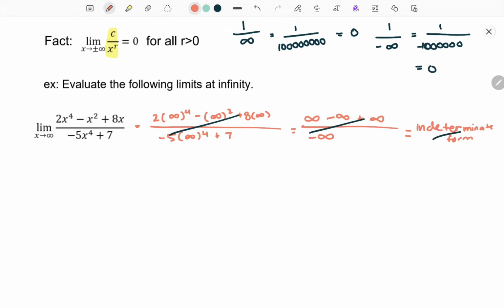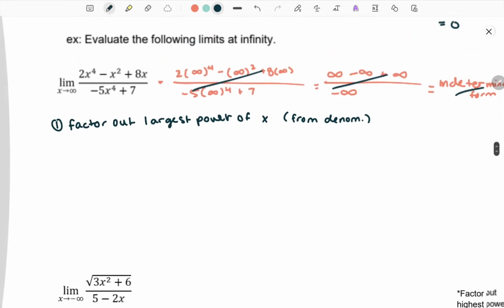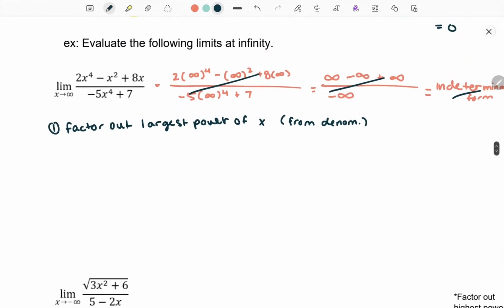I'm going to use that rule above instead. I'm going to try to get as many fractions where I have 1 over infinity as possible. And I'm going to do that by factoring out x. So we're going to factor out the largest power of x that we can, specifically from the denominator, and we'll see in a bit why. I'm going to factor the top and the bottom, and I'm going to make sure that I'm factoring an x to the 4 out of everything.